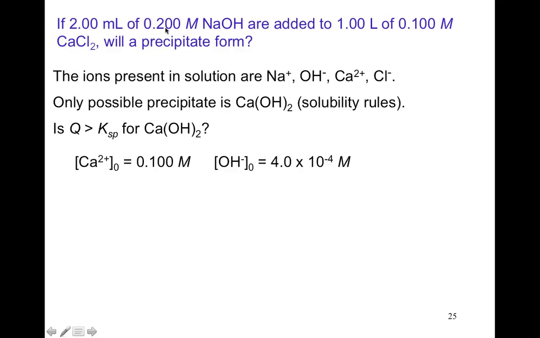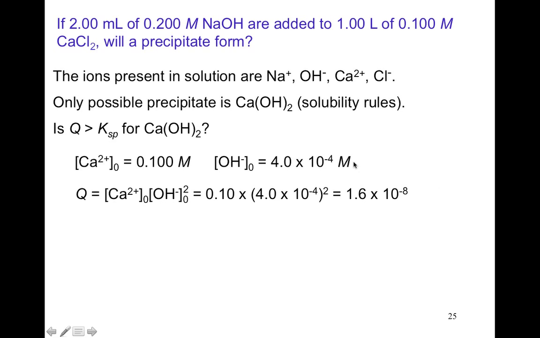The same way we did in class, 0.2 molar equals x over, what would this be? 0.002 liters, and then you solve for your concentration that way. So once we've solved for these concentrations, we can say Q is equal to my calcium concentration initially times my hydroxide concentration squared initially, and that's the subscript 0. So we have 0.1 times 4 times 10 to the negative 4th squared. That gives us 1.6 times 10 to the negative 8.